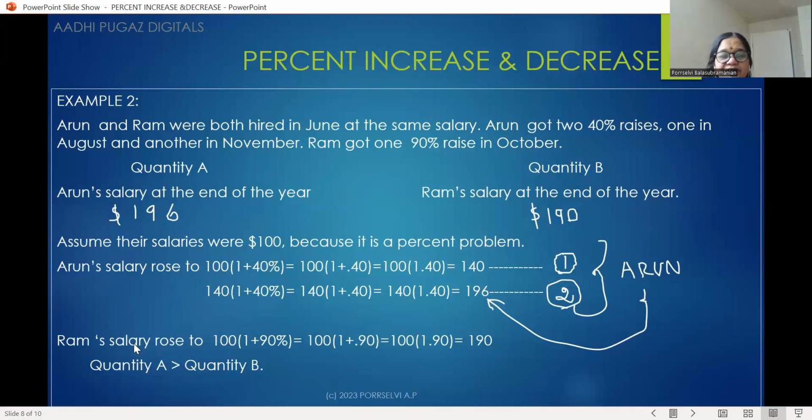Now we need to calculate Ram's salary. Ram's salary rose to 100 times 1 plus 90% increment. It's not a decrement. If it's a decrement, you have to subtract. Here they are getting an increment. So 100 times 1 plus 0.90, we are getting $190. So Arun is getting $196, Ram is getting $190. So quantity A is greater than quantity B. Arun is getting a higher salary than Ram.